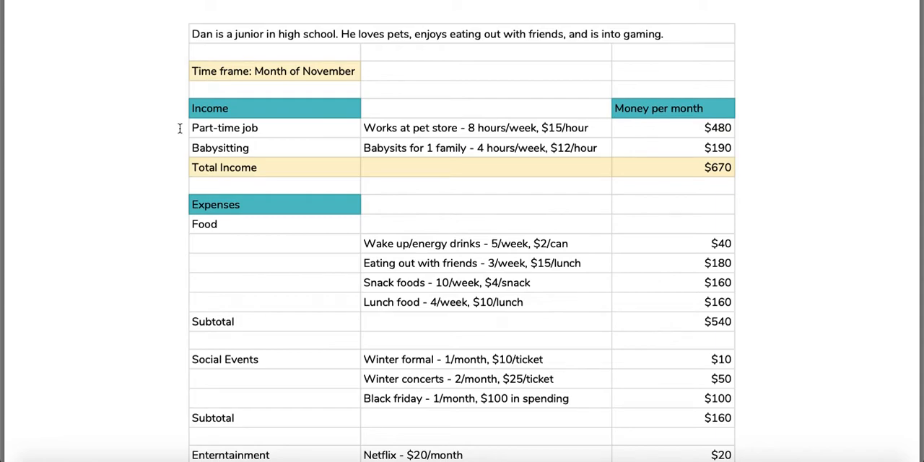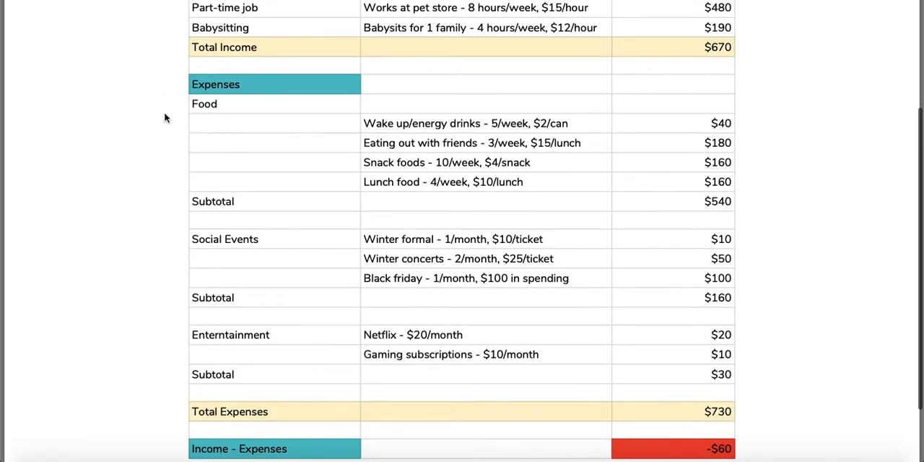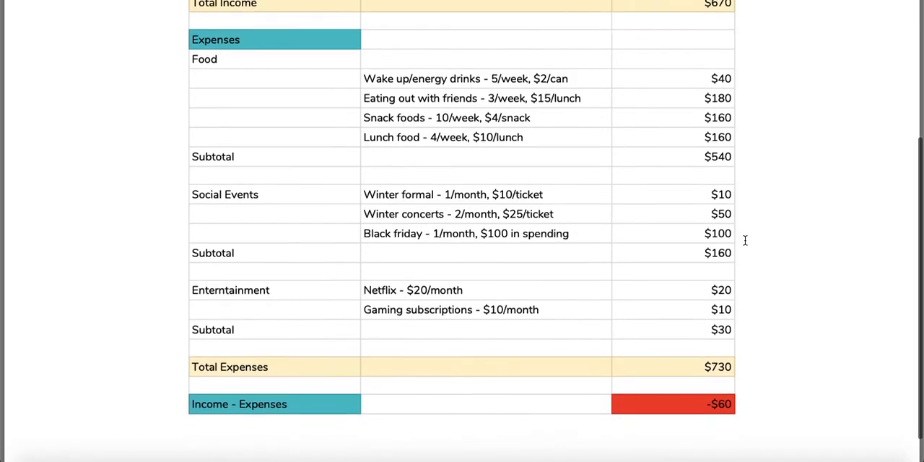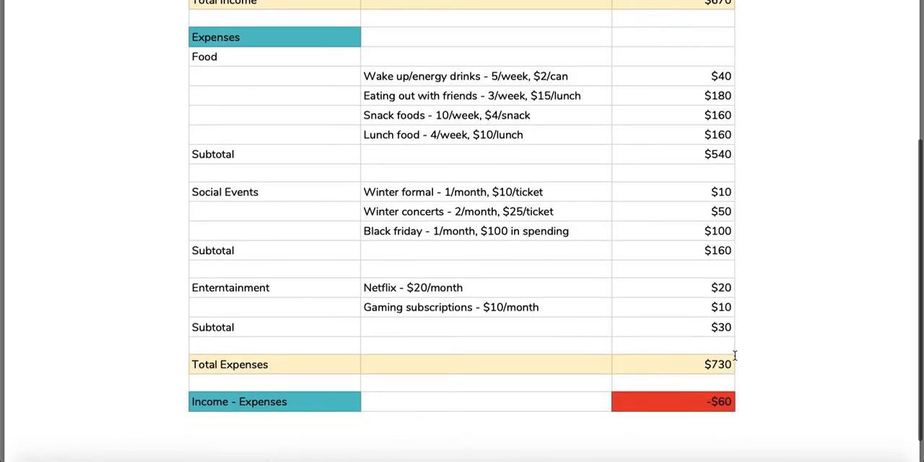First, he lists out his income sources, such as part-time job and babysitting. That results in a total income of $670 per month, because remember, this is the time frame. Then he lists out his expenses. Similar to what we just talked about, it's helpful to group your expenses into different categories. Dan here has grouped them into food, social events, and entertainment. His totals from expenses come to $730.